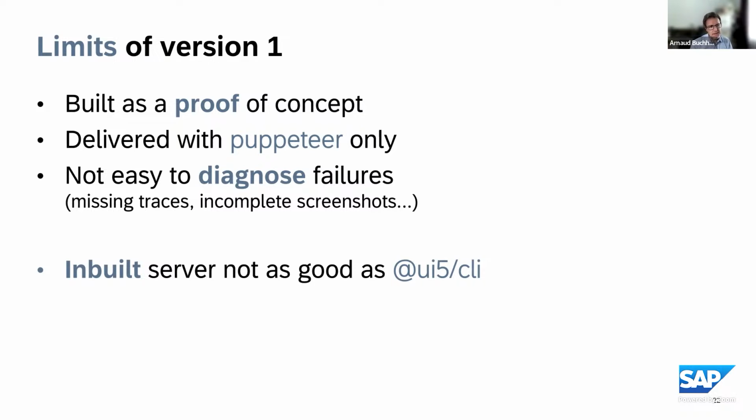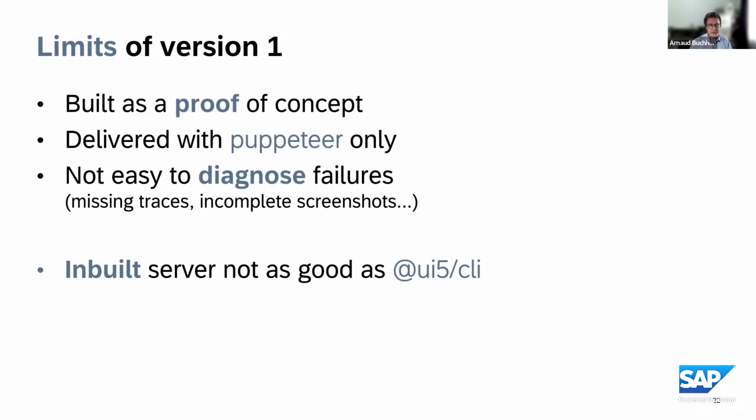Another limitation of this version 1 was that whenever a test was failing, it was quite complicated to understand what was wrong. Out of the box, you would only get the QUnit traces and OPA traces, but for instance, you wouldn't get the browser traces. The screenshots were sometimes incomplete because I was capturing only the visible view, not the whole page. There were little problems like that, which I wanted to address.